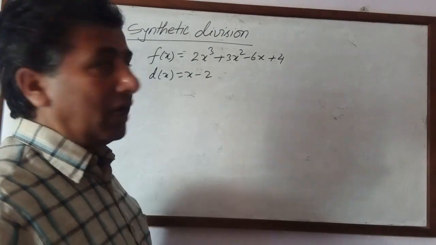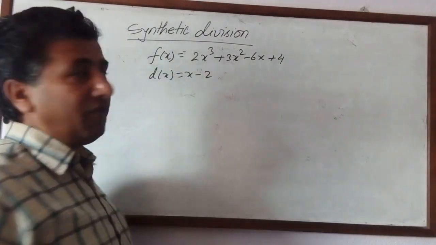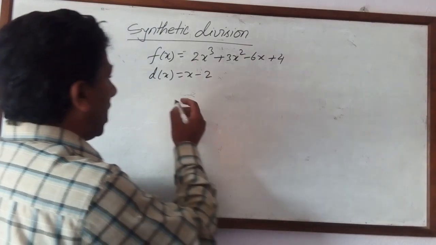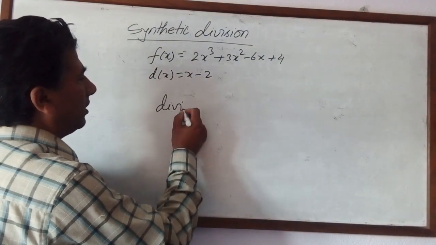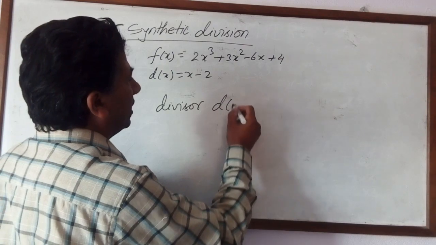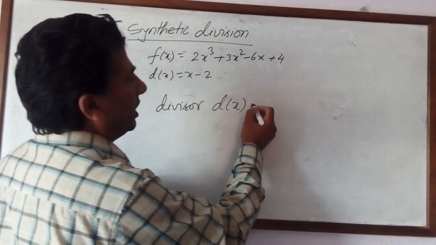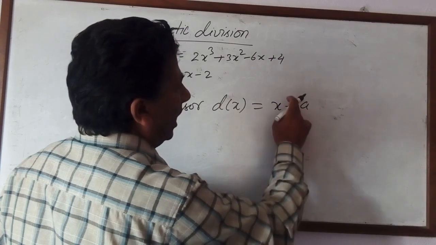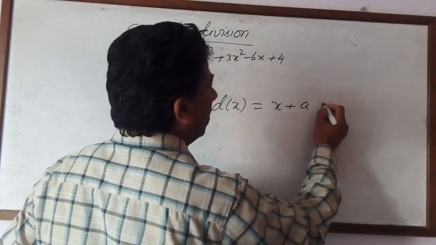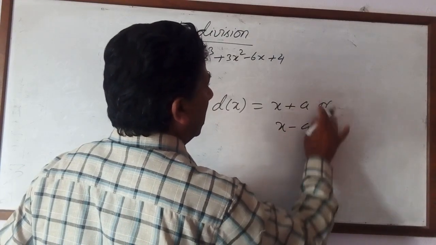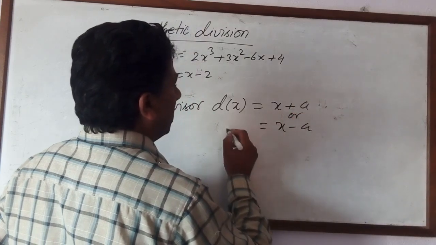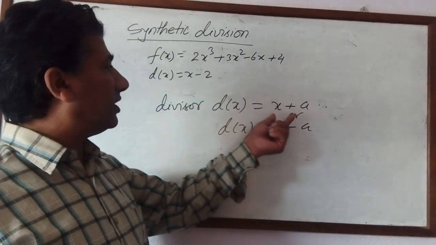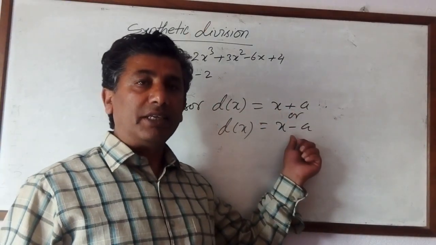In this method, we take any polynomial, here written as f(x). First of all, you have to understand this. In synthetic division, the important point is that our divisor d(x) should be in the form x minus a or x plus a. Always this divisor should be x plus a or x minus a in this form.